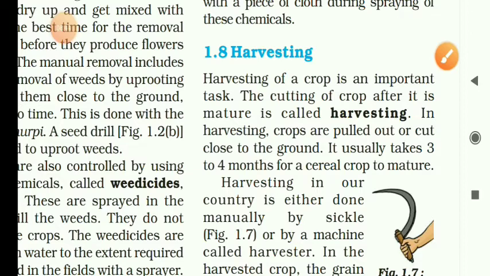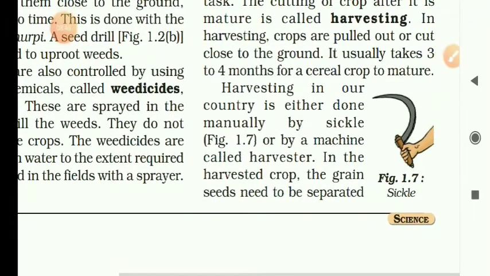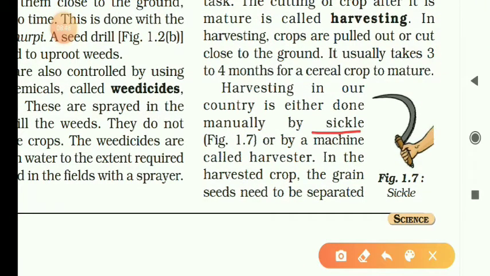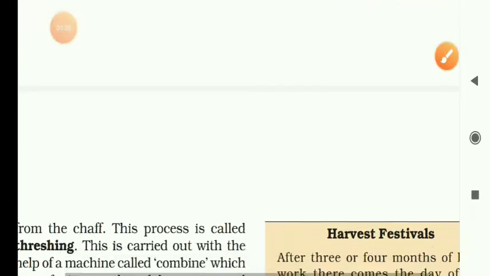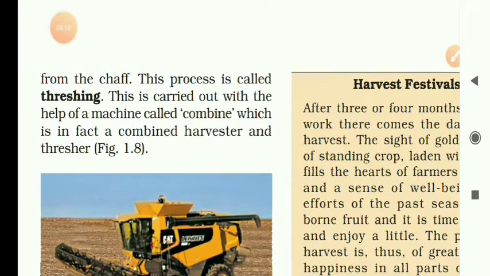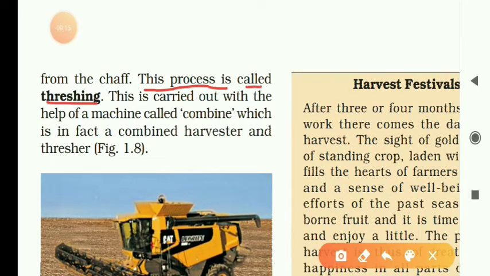Harvesting in our country is either done by sickle or by the machine called harvester. So two ways, either by the sickle or by the harvester. In the harvested crop, the grain seeds need to be separated from the chaff. This process is called threshing.